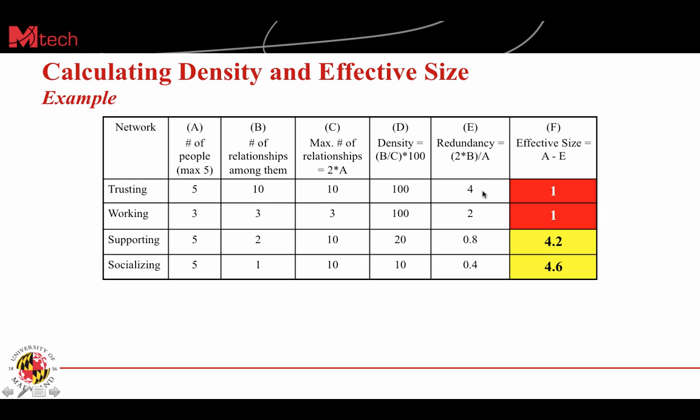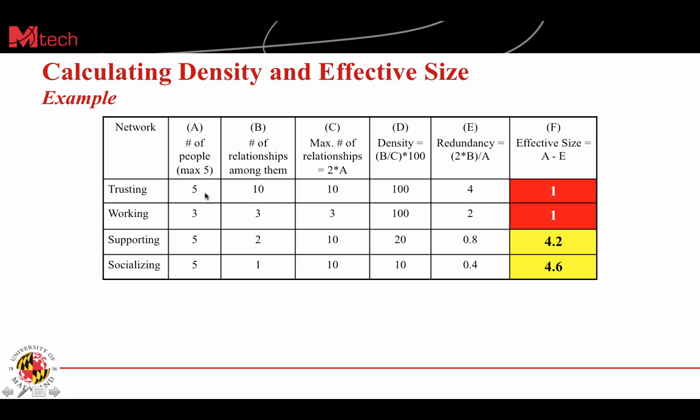We'll then measure our redundancy. From a redundancy standpoint, 2 times B, 2 times 10 is 20, divided by A, the 5, is 4. And then we'll look at the effective size. The effective size is A minus E, the number of people minus the redundancy of those relationships, and we find 1, which we would expect.